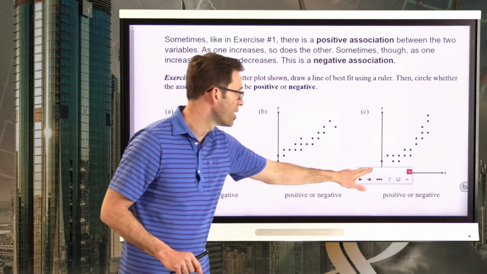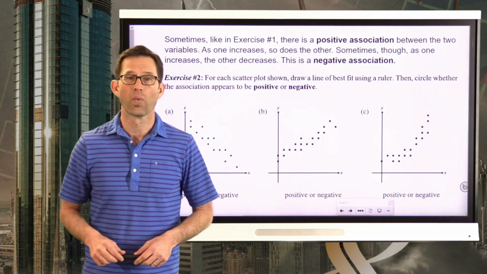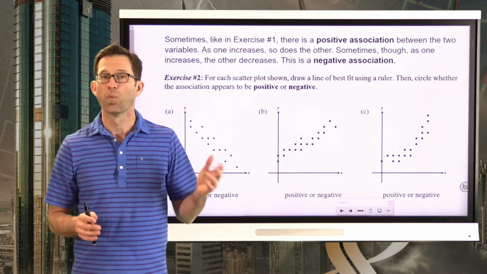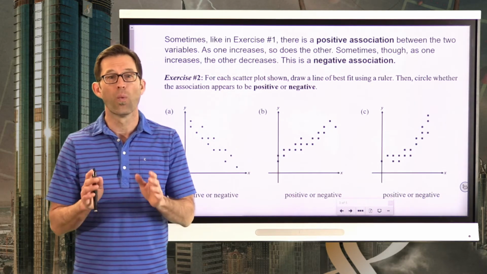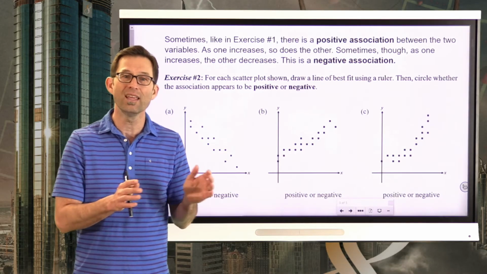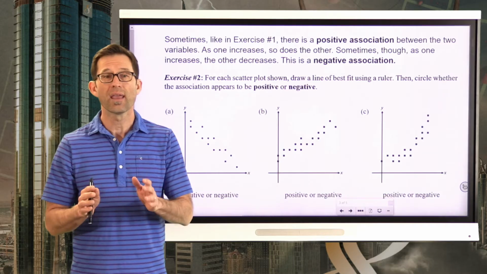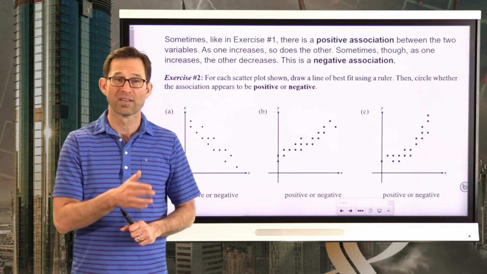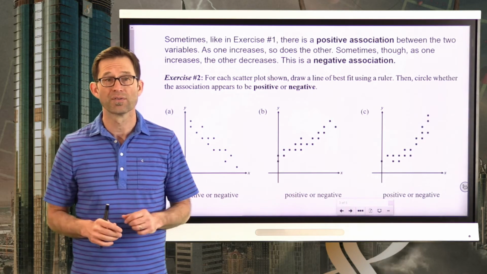Take a look at some more lines of best fit. Now, sometimes, as in exercise number 1, there's a positive association between 2 variables, all right? As one increases, so does the other one. Sometimes, though, as one increases, the other one decreases. This is known as a negative association. And yes, a positive association will always then be a line with a positive slope, and a negative association will be a line with a negative slope.